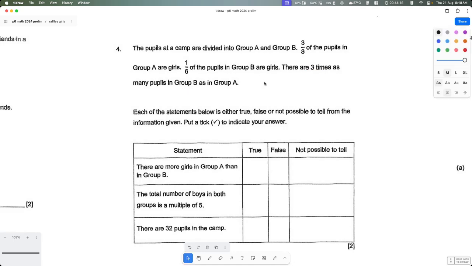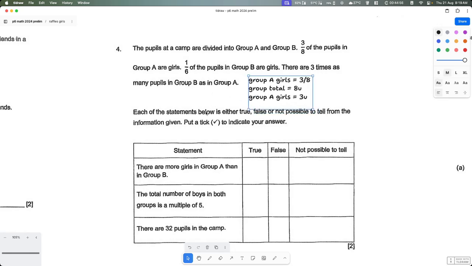So there are 3 times as many pupils in Group B as in Group A. Group A girls is 3/8, so the total is 8 units. Then Group A girls is 3 units.